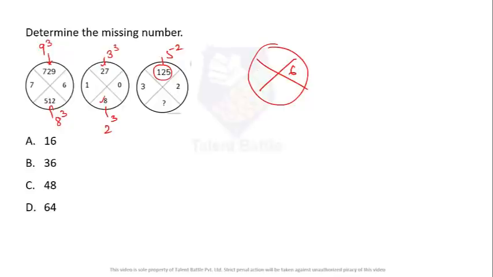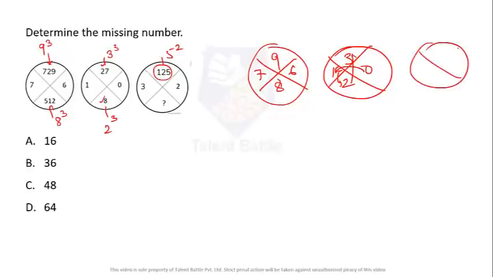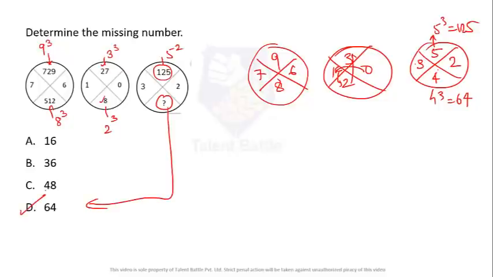Pay attention to how I am writing. 6, 7, 8, 9. Then what are you having? 0, 1, 2, 3. So in sequence we have consecutive numbers 0, 1, 2, 3, but the sequence goes from here to here, from here to here, from here to here. So over here also it is going to be 2, 3. The next has to be 4 over here and 5 over here. Here we already have 5 cube, that is 125. So here it has to be 4 cube, that is 64. So the question mark stands for option D, 64.